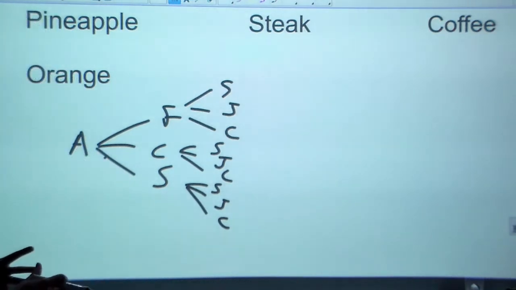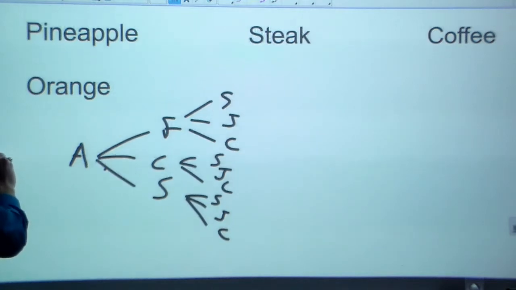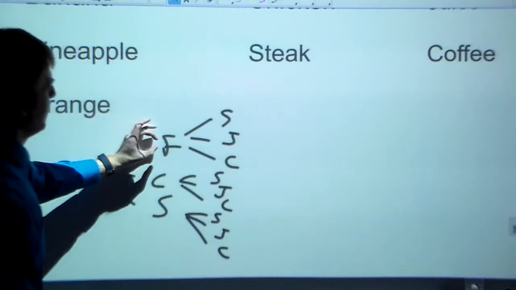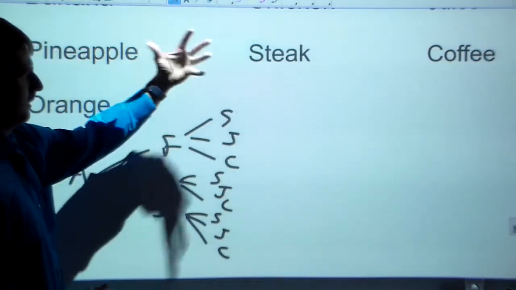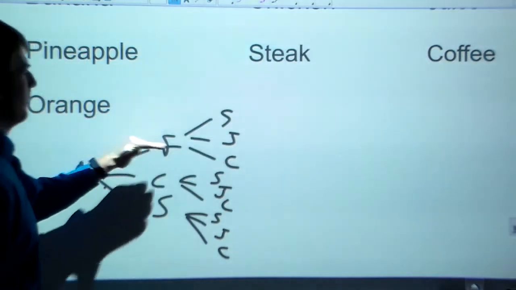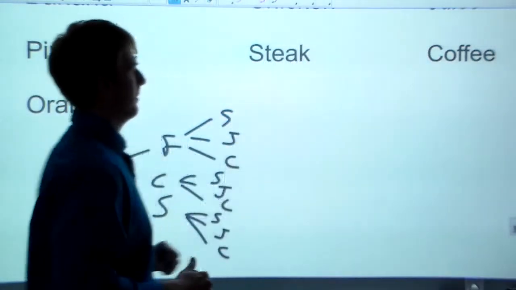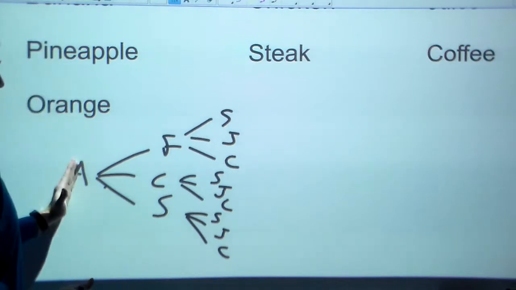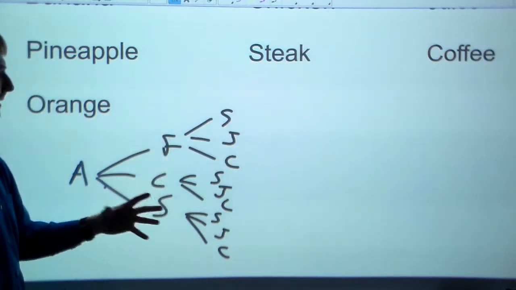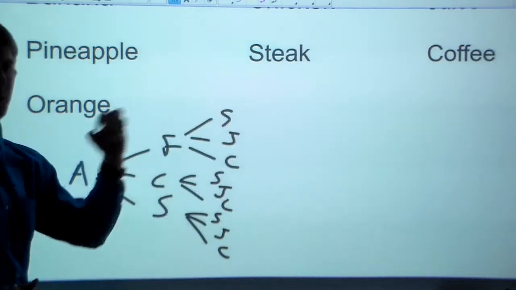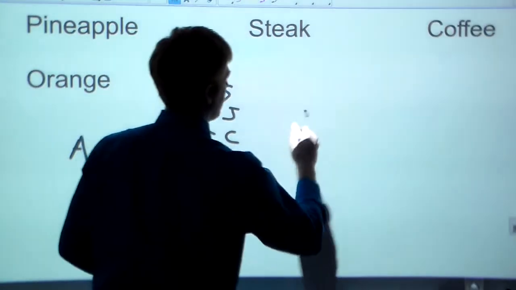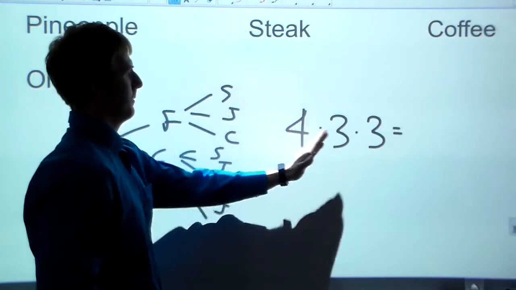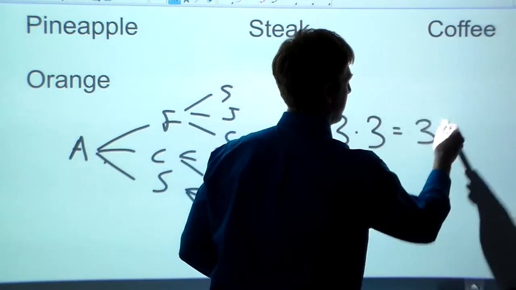So instead of doing tree diagrams, let's think about what's happening. We're taking each of the fruit choices, and then each one of those branches out to the 3 main course choices. And each one of those branches out to the 3 drink choices. So what's really happening is multiplication here. The number of choices I have for a fruit times how many ways I can pick a main course times how many drinks are available. So I've got 4 fruits, 3 main courses, and 3 drinks. That's 4 times 3, which is 12, times 3 more, which is 36.